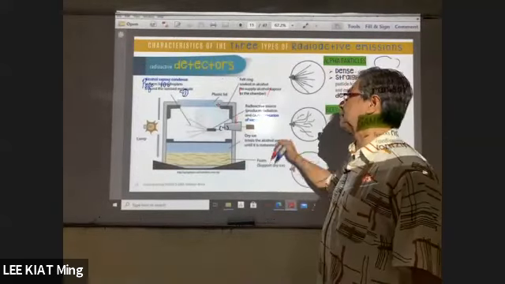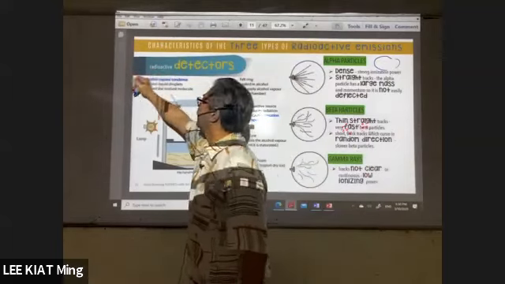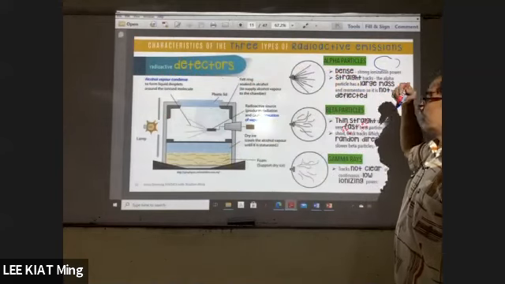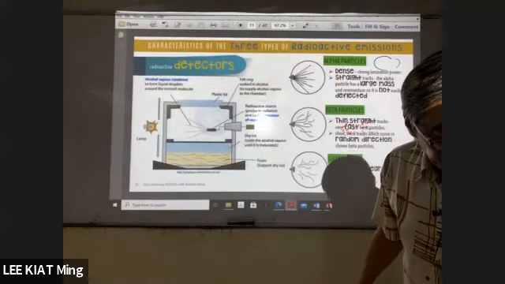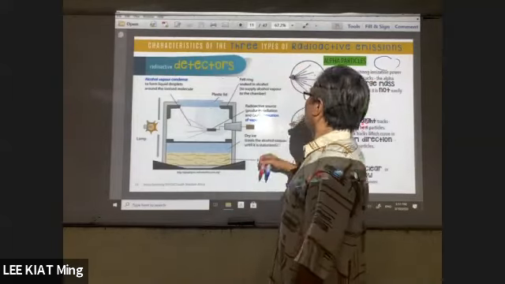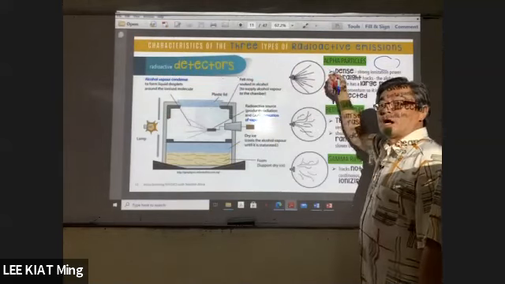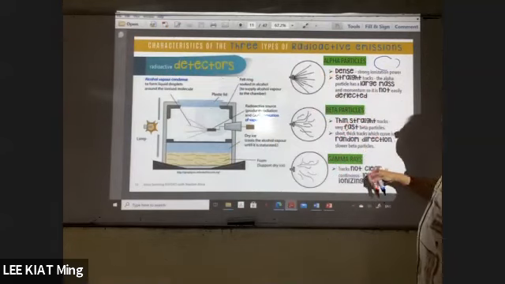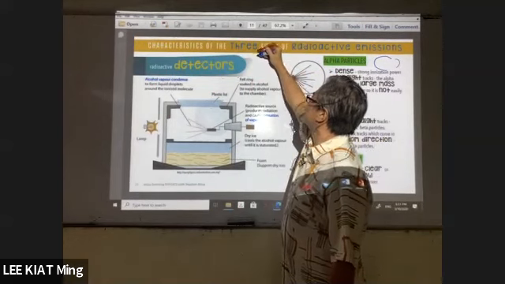Now this is the cloud chamber, the last instrument we're going to look at today. Why do we call it a cloud chamber? Because it produces cloud. Before I start, remember I said the cloud chamber can detect all three: alpha, beta and gamma. It works on the principle of condensation. I'm going to explain one by one. What does condensation mean?